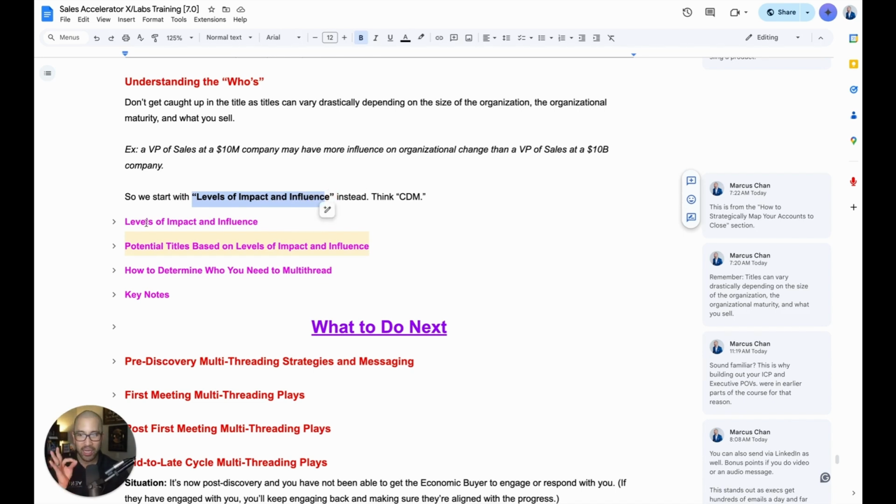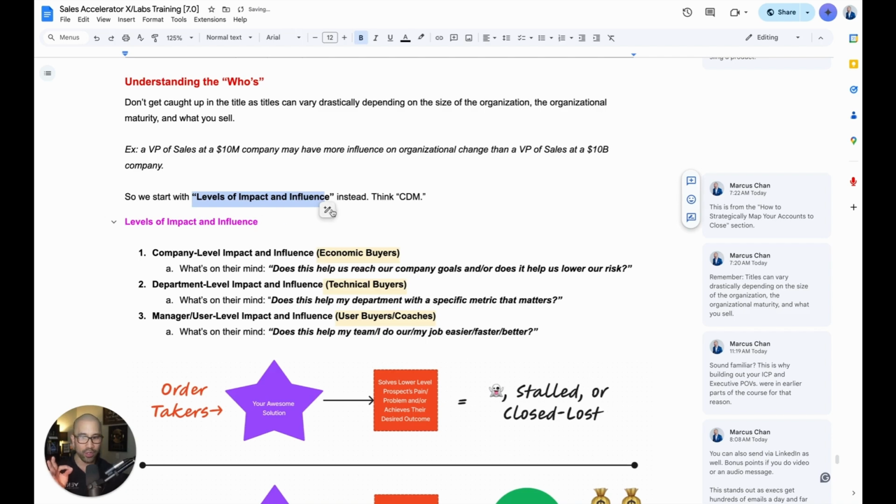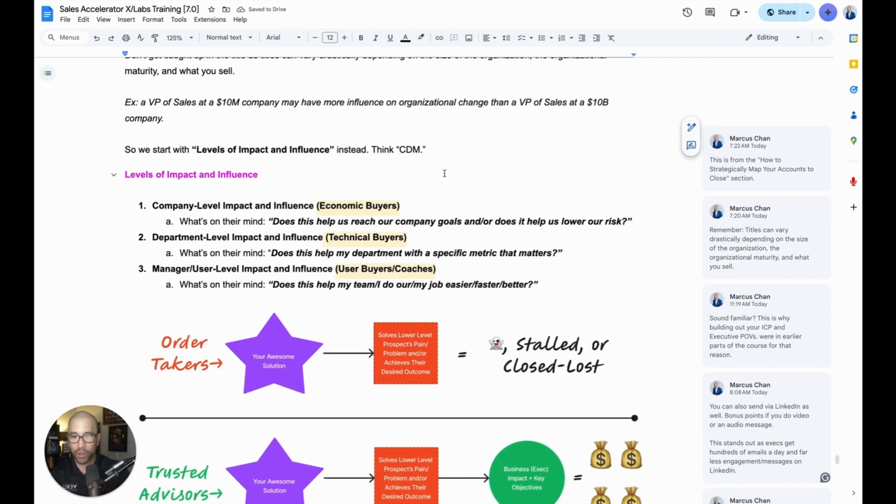I want you to think CDM, and let me show you exactly what that means. All right, so there's the company-level impact and influence. These are what's called the economic buyers. Now, if this sounds familiar, this is from the strategic selling section, on how to strategically map your accounts to close. Okay, there's the department-level impact and influence, which are the technical buyers, and then there's the manager level or user level, which are basically user buyers and coaches.